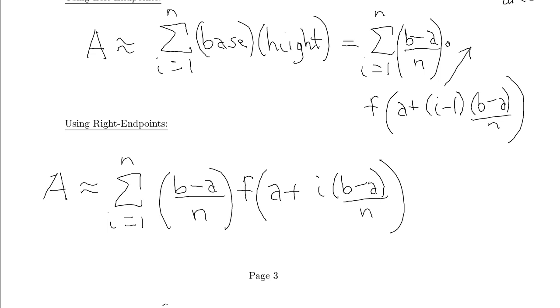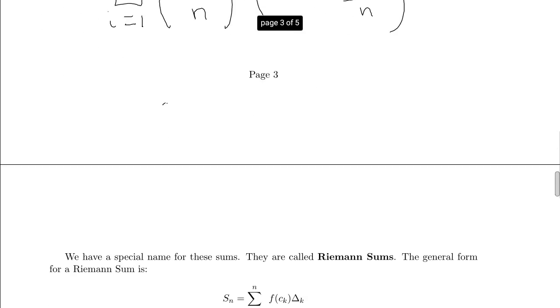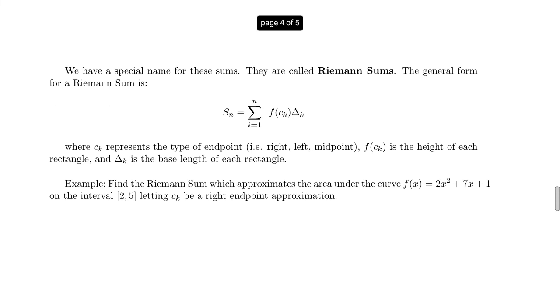Okay. So it would be fair if at this point you felt like this was kind of strange. But if we just look at the next page here, we have some new terminology to introduce. So we have a special name for these types of sums. When we're adding up the areas of the rectangles, this is actually called something. So these are called Riemann sums. There was a famous mathematician named Riemann, and this is why these sums are named after him.